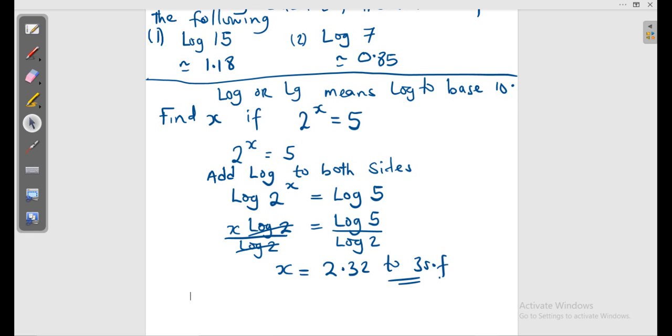Alright, I hope this video helps you to understand the basic technique in logarithms. In our next video, we're going to examine the laws of logarithms.